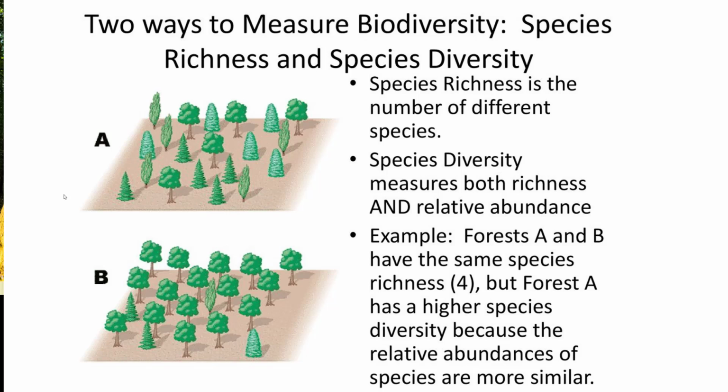So, two ways to measure biodiversity: species richness and species diversity. Richness is the number of different types of species, and species diversity measures both richness and relative abundance. So A and B have the same type of species, so the same species richness. And A has a higher species diversity because the relative abundance of species are more similar.